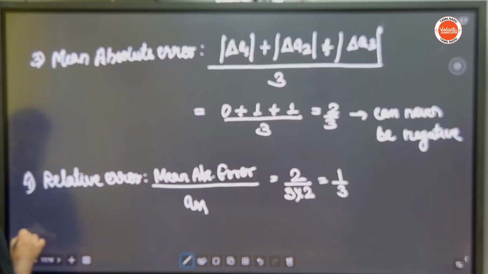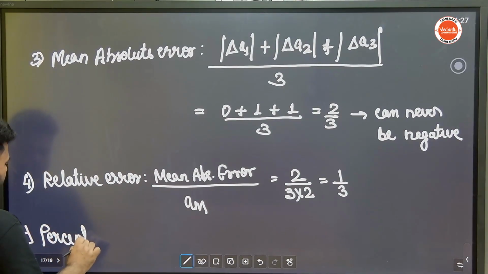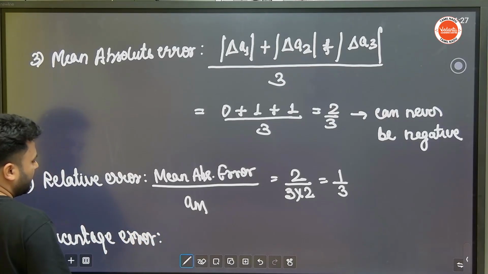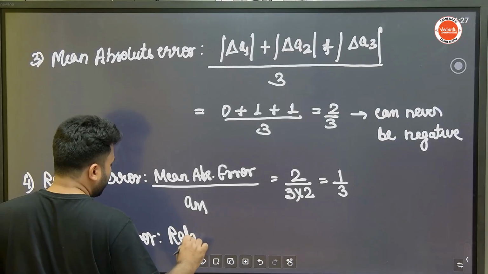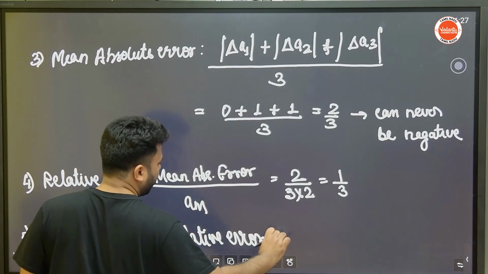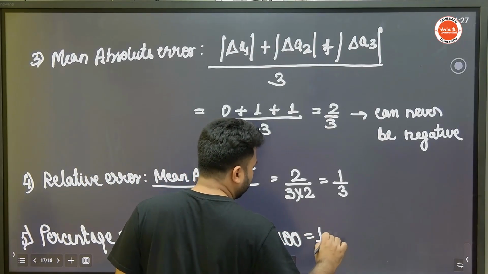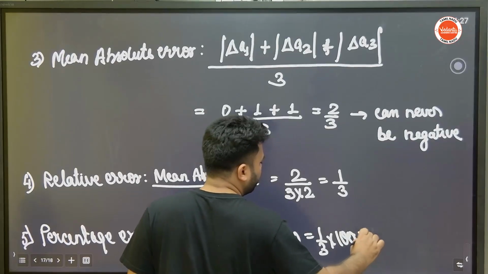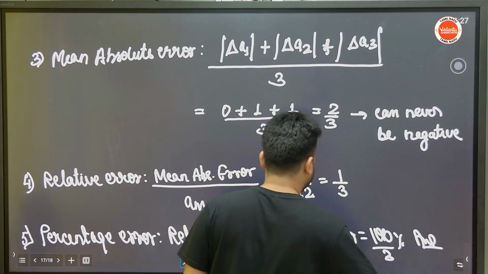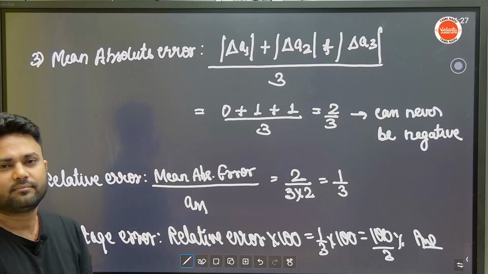Then we have percentage error. This is nothing but relative error multiplied by 100. So relative error was 1 by 3 multiplied by 100, means 100 by 3 percent. This will be your answer. Correct?